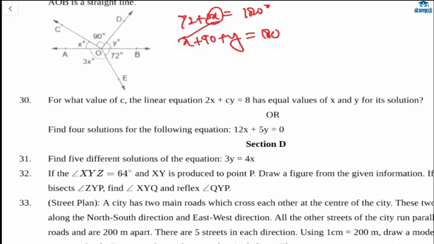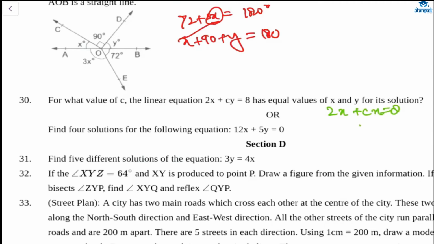Now, for what value of c does the linear equation 2x plus cy is equal to 8 have equal values of x and y for its solution? It is already given here that x and y have equal values. So you are going to put either x or y in the equation and remove the other variable. So you are going to write it as 2x plus cx is equal to 8.